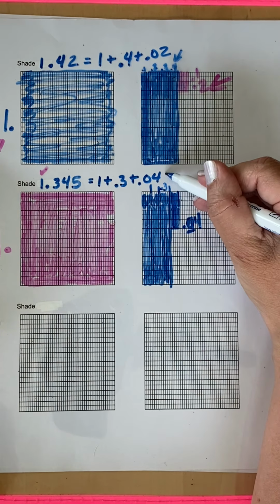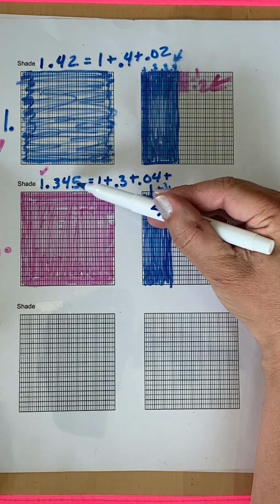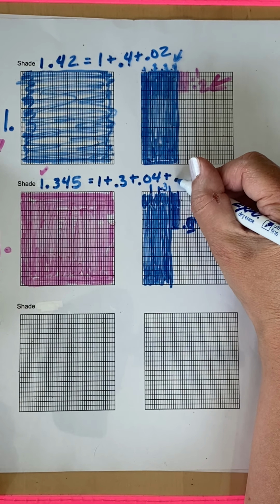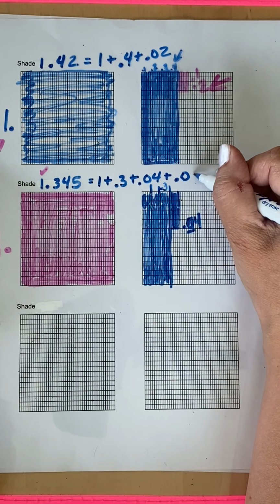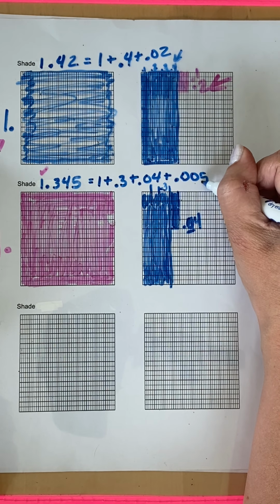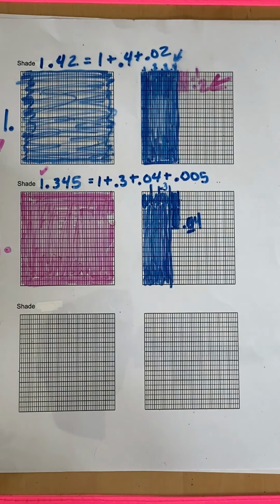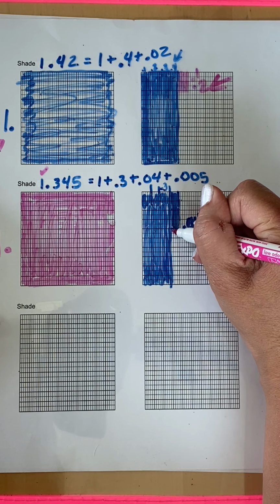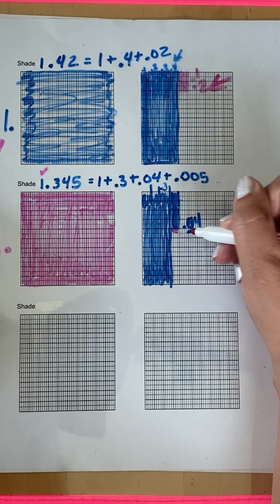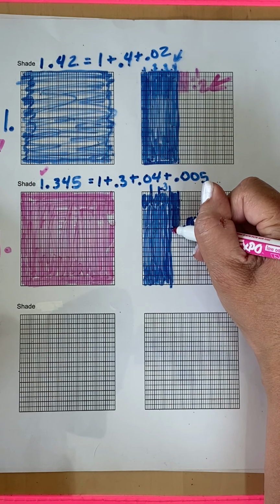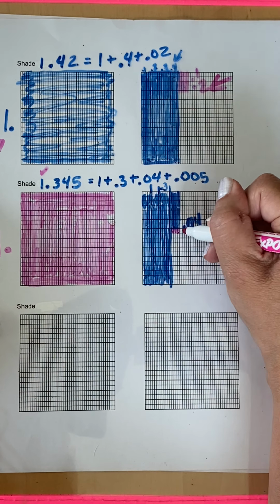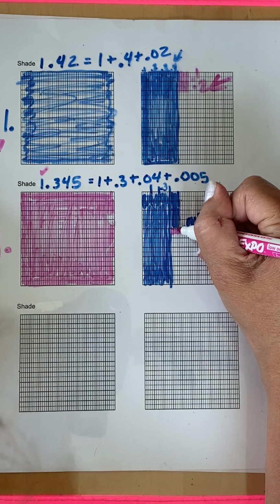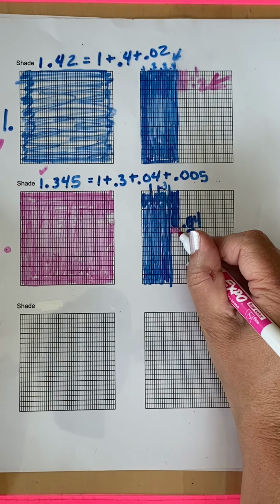Okay, now we're not done yet because we have a 5 in our 1,000th place. So that's decimal point 0, 0, 5. That would be those small lines. So I'm going to switch to my pink just so it shows up. And here I have 1, 2, 3, 4, and 5. That's even probably hard for you to see.